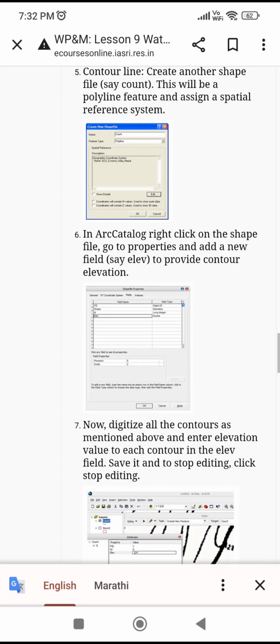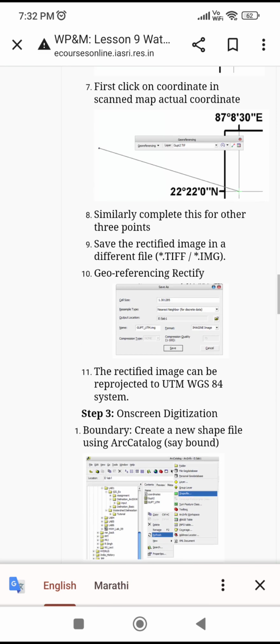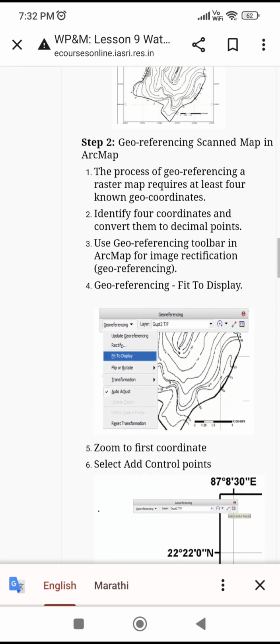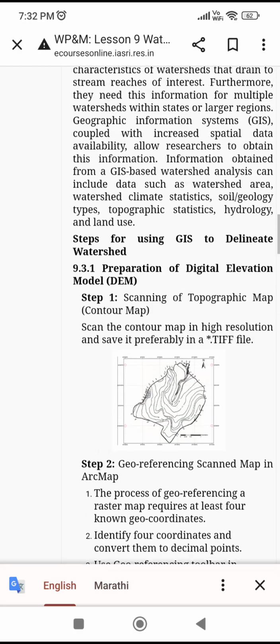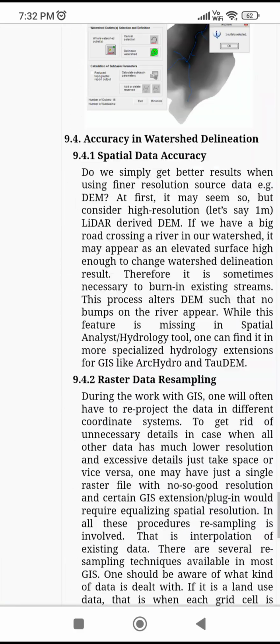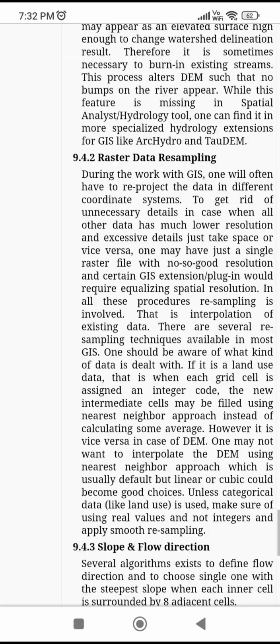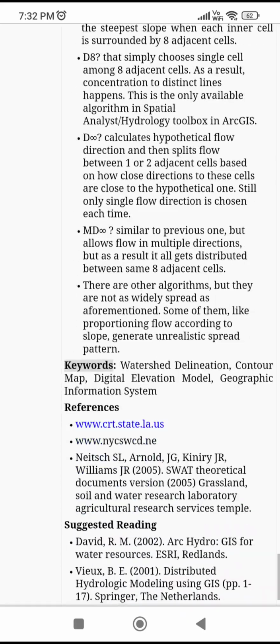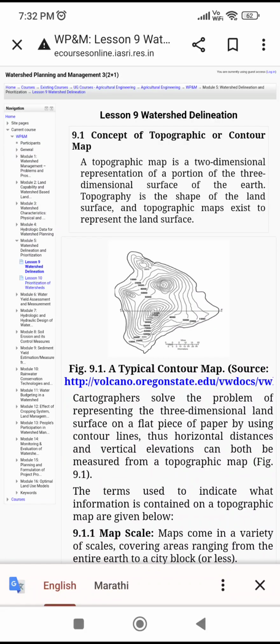Then one more important definition. So this is the steps for watershed delineation.